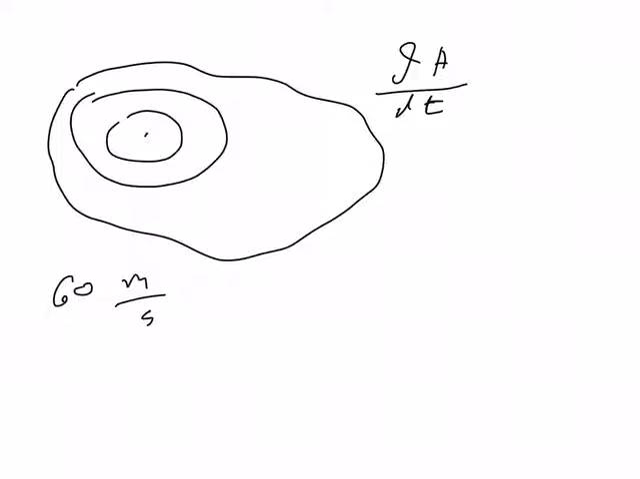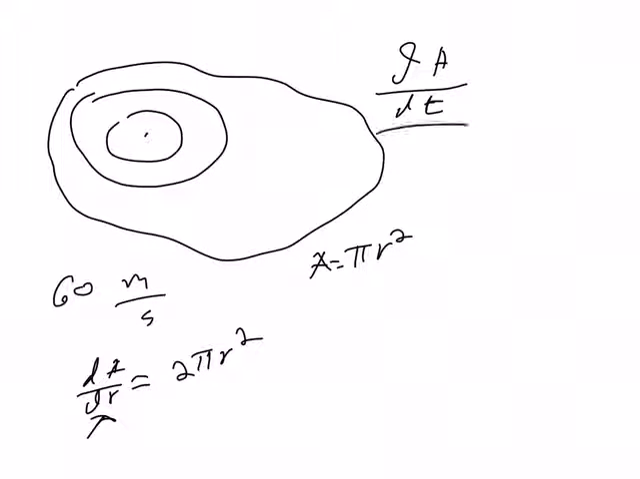So we know that the area is equal to pi r squared, and so we definitely can find the change in the area over the change in the radius, which is 2 pi r. But how can we turn this into time? How can we make this so that we have this? We don't really want the change in the area over the change in radius. We want the change in the area over the change in time.